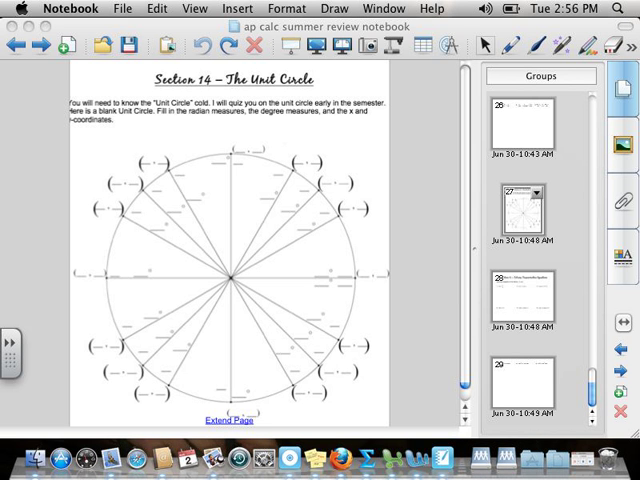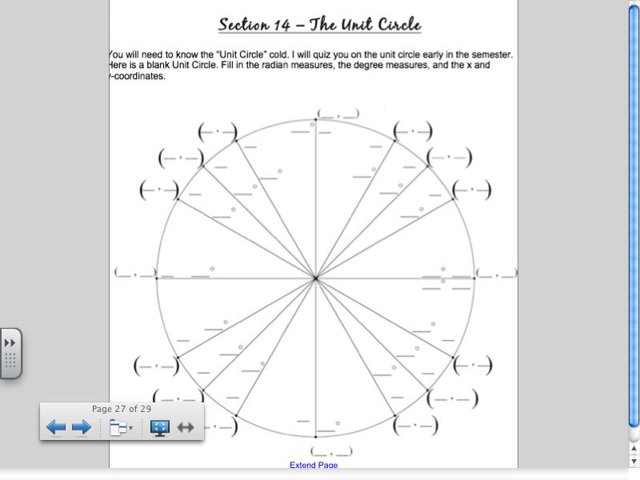Another important topic to review before you begin AP Calculus is the unit circle. I'm sure that you've seen the unit circle in pre-calculus before, but this is really one thing that I use all the time in AP Calculus. So I want to make sure that you have reviewed it before we continue.